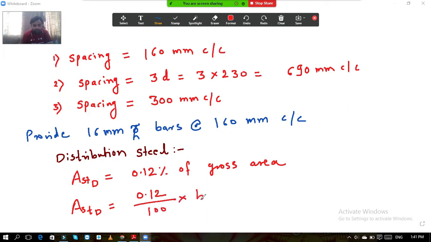It is B into D. Width is 1000, you know that, and overall depth is also known to you. So moving further, ASTD is equal to 0.12 divided by 100 multiplied by 1000 multiplied by 280.